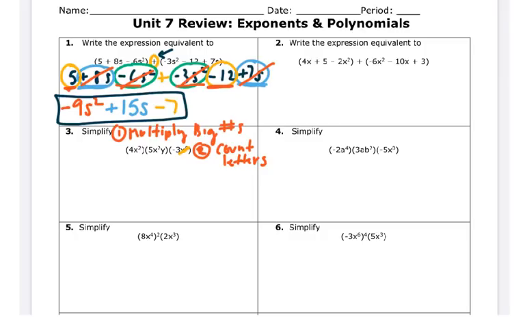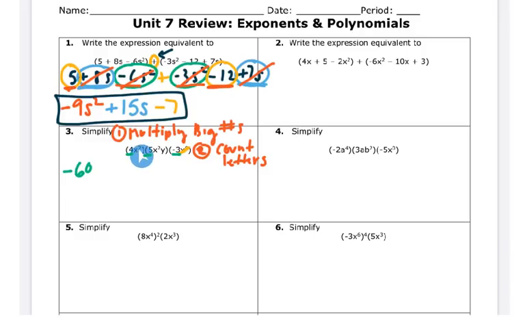So we multiply the big numbers. Those are called coefficients. So 4 times 5 is 20, times negative 3 is negative 60. Okay, so we multiplied our big numbers, our coefficients. Now we count our x's.